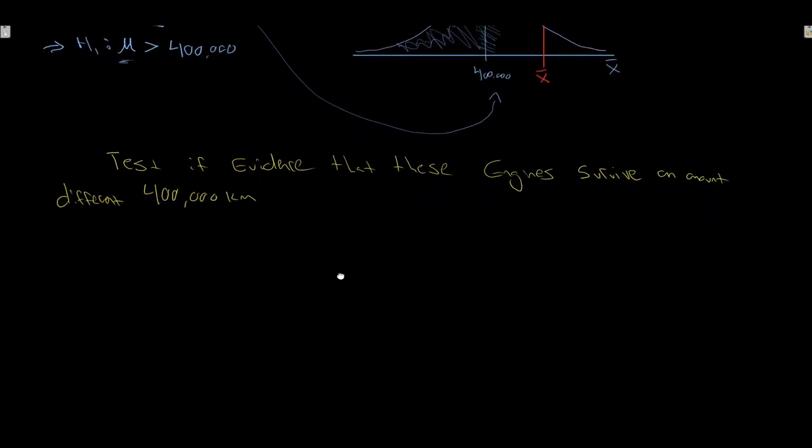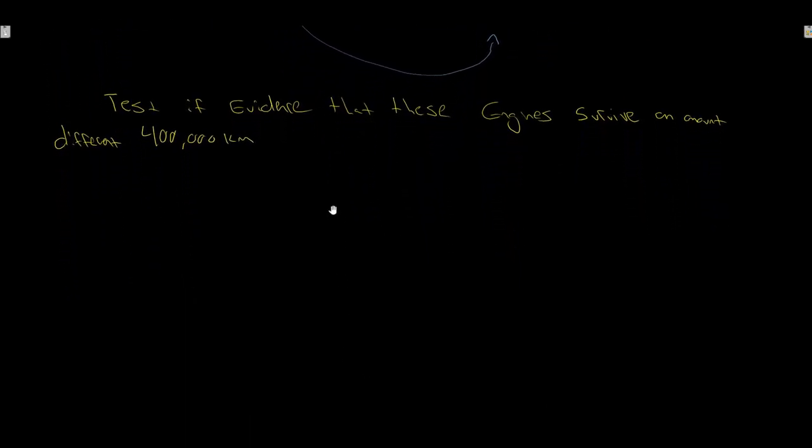And that is essentially what I'm trying to get at: we're not making a statement as to whether or not we think these engines survive longer or shorter. We're just saying, hey, is there evidence that these engines are anything different than what's stated? Maybe more, maybe less. We're not sure. We don't really have a thought one way or the other. We just want to see which way this might be.